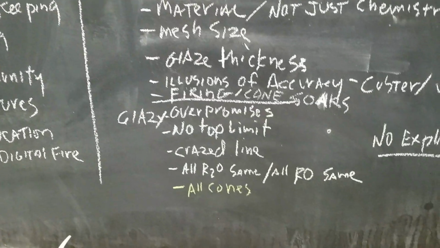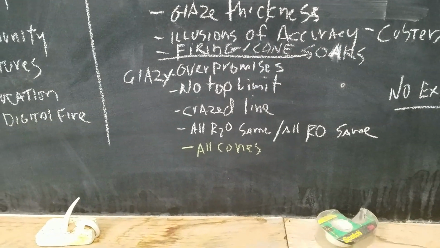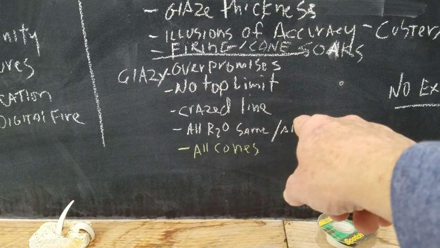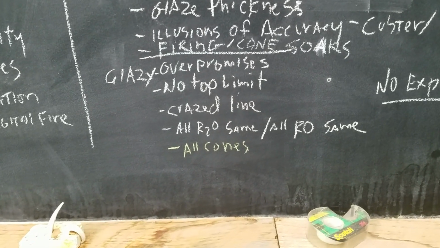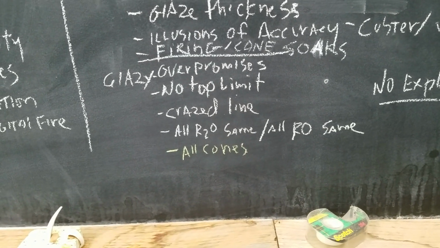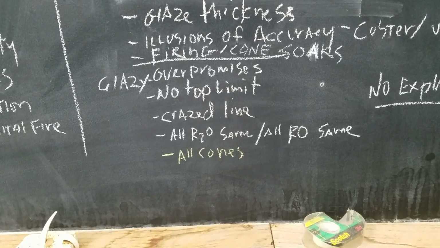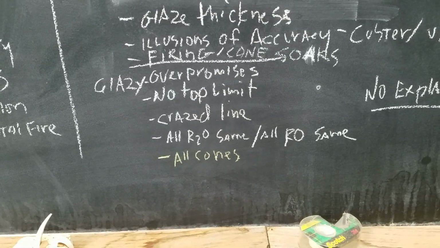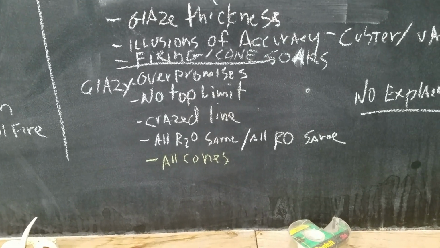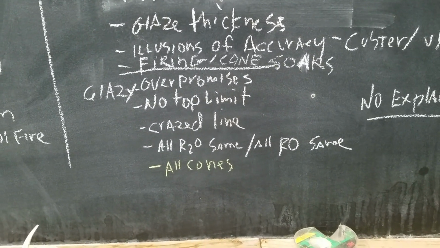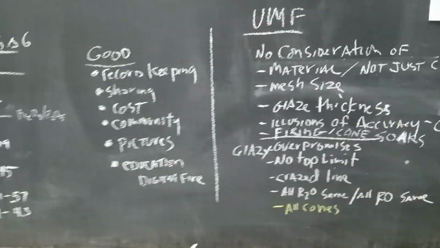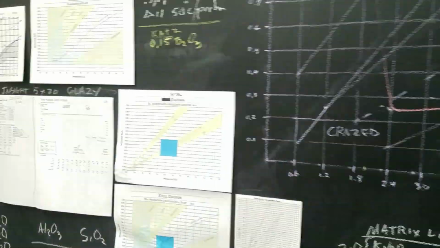Okay, also they like to treat all the RO and R2O as the same. Like RO is calcium, magnesium, barium, strontium, zinc, and those definitely are not the same melting. So zinc is a much different melter than magnesium. Okay, and I already said it's all cones.